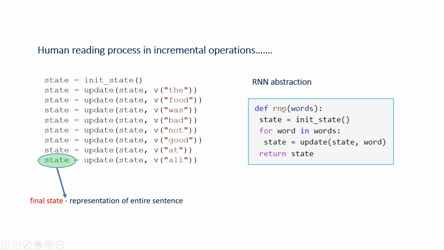If you define this RNN as a function which processes a list of words starting with an initial state, considering one word at a time, nothing but one time step, it updates the state at every time step using the current word it is processing. It updates the previous state by reading the current word, and finally the final state it returns is the representation of the entire sentence. Thus, recurrent neural networks are particularly suitable when there is a sequence of inputs rather than a single input.